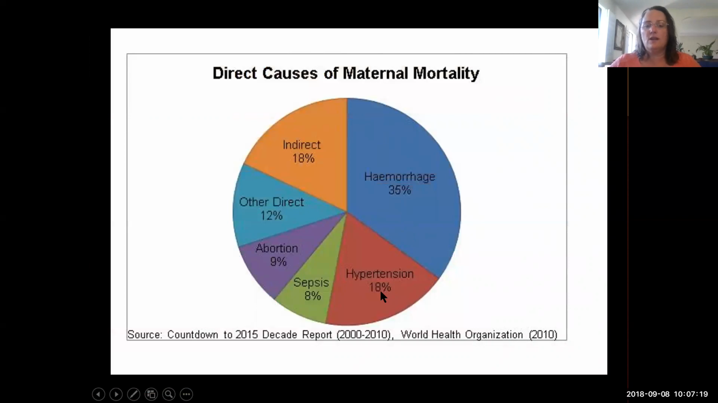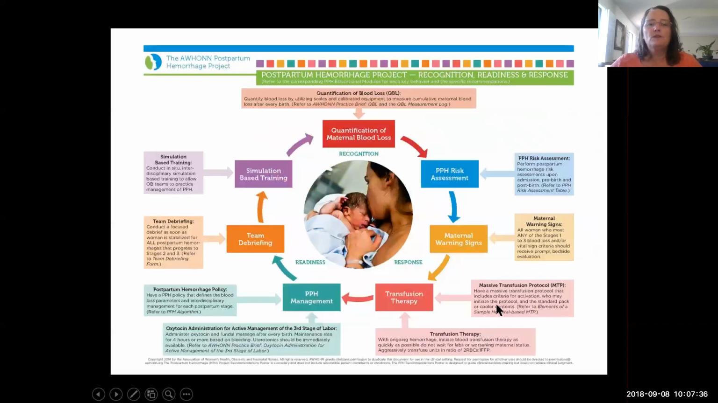Hypertension, and that's usually undiagnosed hypertension or untreated. Indirect causes, things that didn't have to do with delivery. Abortion is another reason that women die, and sepsis. So you can see these are the things that we are working on, trying to improve our maternal outcomes. So I've mentioned this before, but AWHONN, which is Association of Women's Health and Neonatal Nurses, they are the organization that does a lot of research to try to enact some of these policies that's going to help change women's lives and nurses' lives, because if we are more aware of these things, we can practice these things in drills, then we can help take care of these women better.